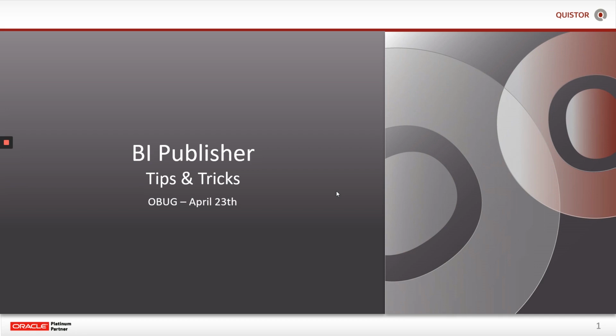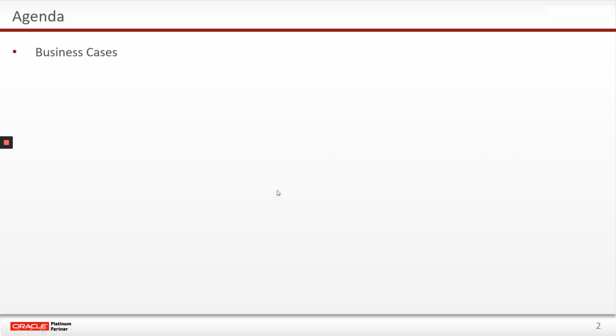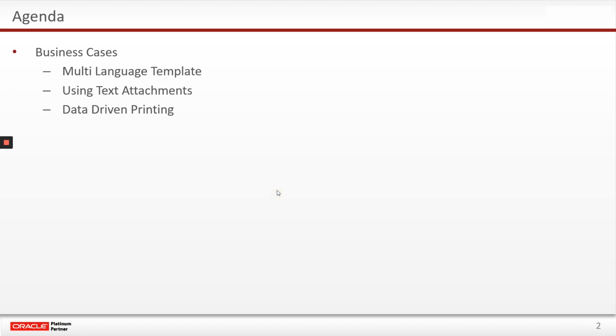I work at Quistor, and today I would like to share with you some tips and tricks for BI Publisher. The agenda today will consist of four different business cases. The first one is about the use of multi-language templates. The second will be about the smart use of text attachments. Then we will continue with talking about data-driven printing options. And finally, how to define the output file name and also the location where the output file can be archived.